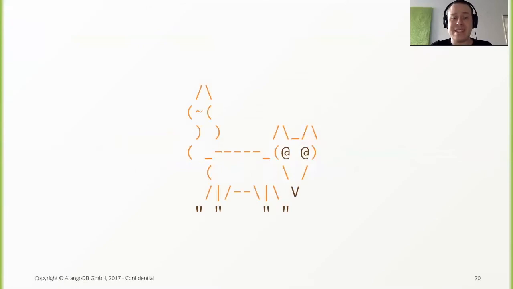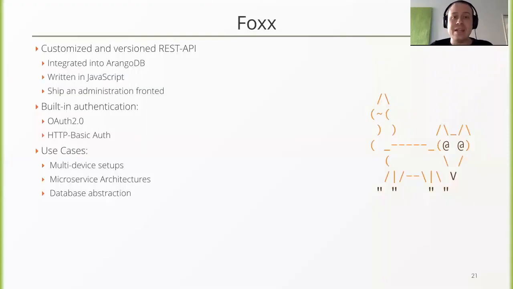Good. Next section of the presentation. The last thing that was on my slide is called Foxx. And Foxx is a nice framework that allows you to turn your database into a kind of microservice. So the idea is that Foxx allows you to add a customized and versioned REST API, which is completely integrated into the database. It is written in JavaScript, and it allows you to ship an administration front end with it.